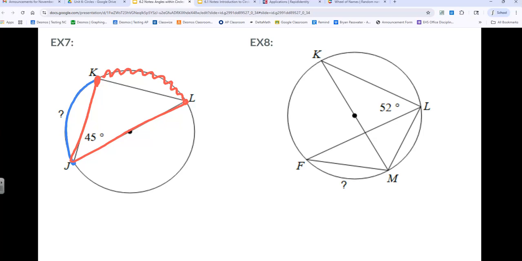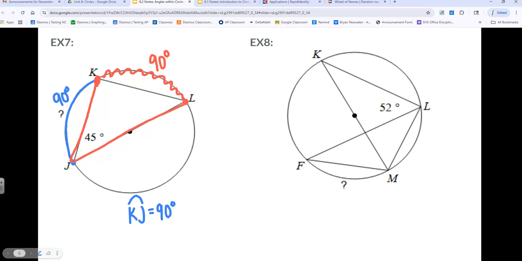Not divide. The angle is always smaller than the arc. We just multiply by 2. This would be 90. Okay, KJ is also going to be 90 because they have to add up to 180. It's half of the circle, right? So we would get arc KJ would equal 90 degrees.